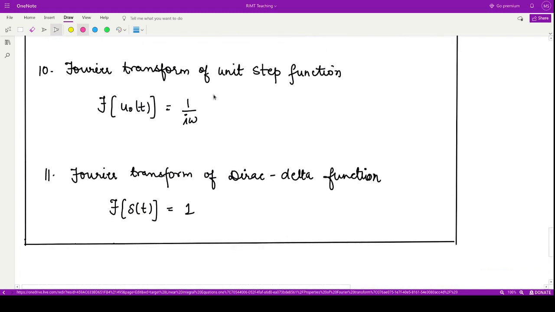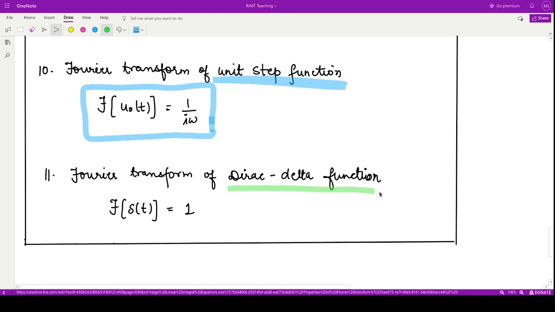Next we have the Fourier transform of the unit step function. What is the unit step function, how do we solve this and how do we arrive at this formula, we'll see in the later videos. Until now you should know what this formula is. This is the formula, 1 by iota omega. And the Fourier transform of the Dirac delta function is equal to 1.